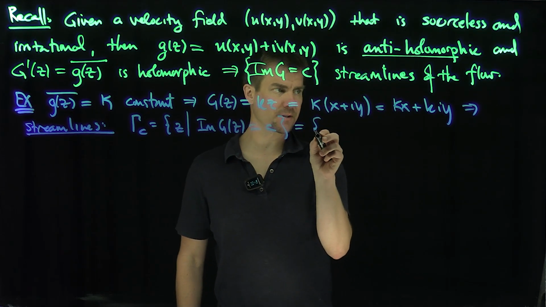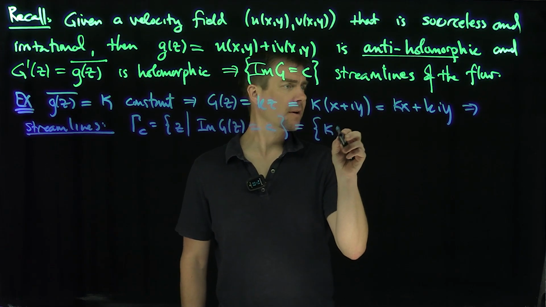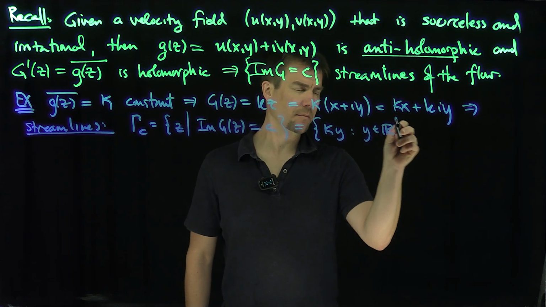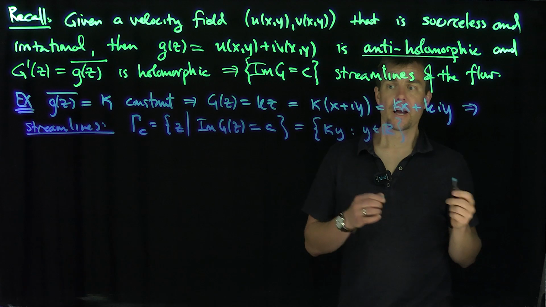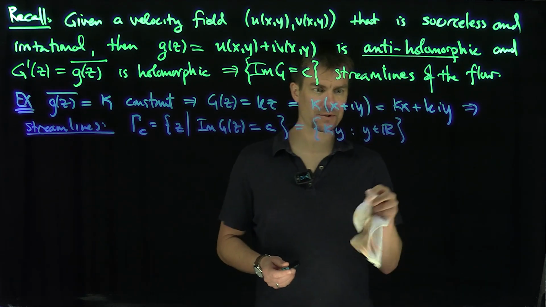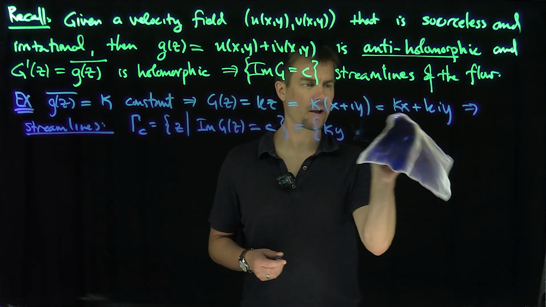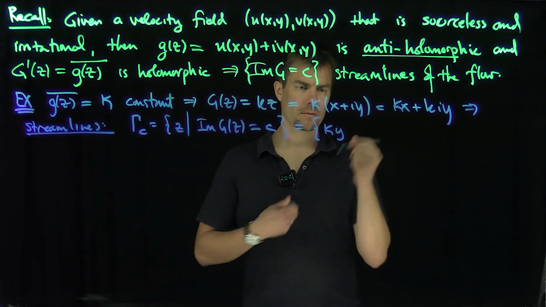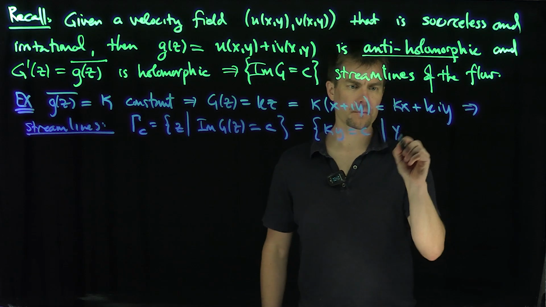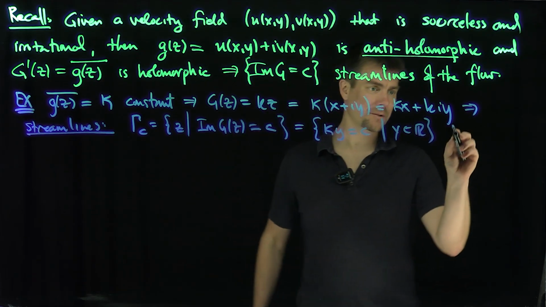And so, of course, this is the same as saying it's the set of all points k, k times y, such that y is a real number, right? Good. And it equals what? ky equals c, of course, right? So we're going to put equals c in here. ky equals c. Okay, y in R. And what are these lines? These are just horizontal lines.